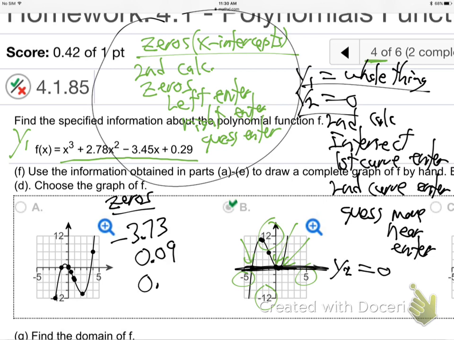0.09 and 0.86. Yeah. So those should be the zeros. Guys, able to get those on your graphing calculator? Me too. Have trouble with that graphing?